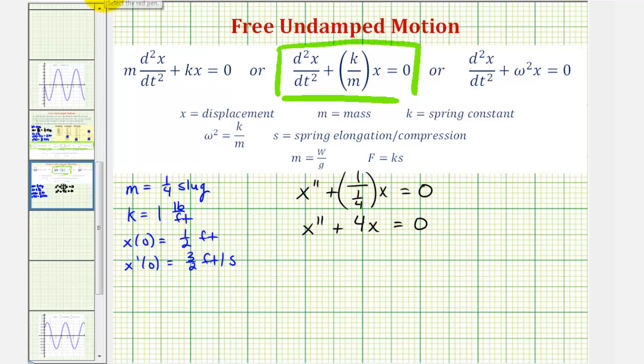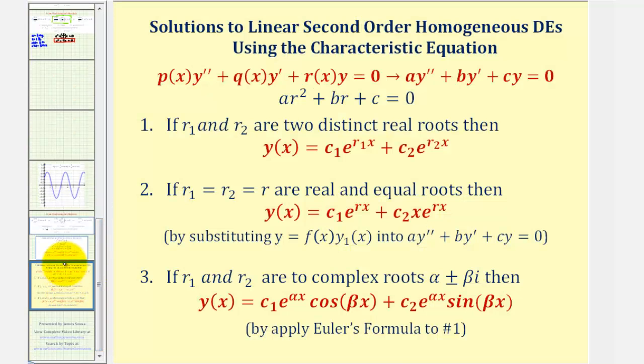Now from here, we should recognize that this is a linear second-order homogeneous differential equation with constant coefficients, and therefore we can solve this differential equation using a characteristic equation. So for a quick review, because our differential equation fits this form here, we're going to set up the characteristic equation, and then based upon the types of solutions, this will tell us the form of the general solution. And in our case, we're going to have complex roots, so our solution will fit this form here. Let's go ahead and show that work.